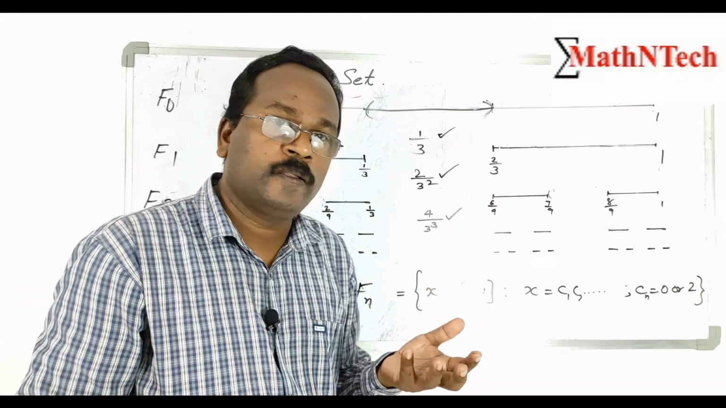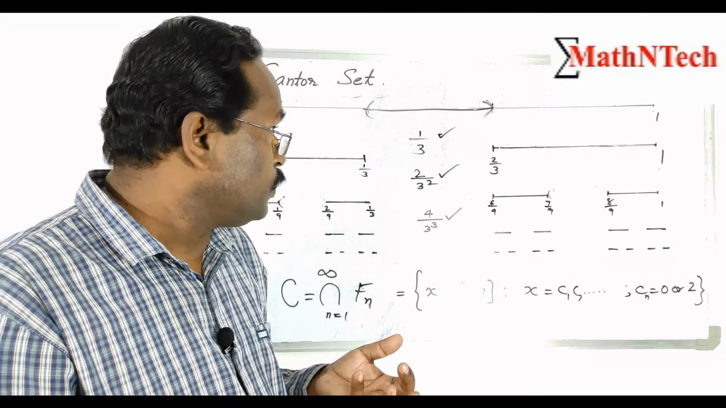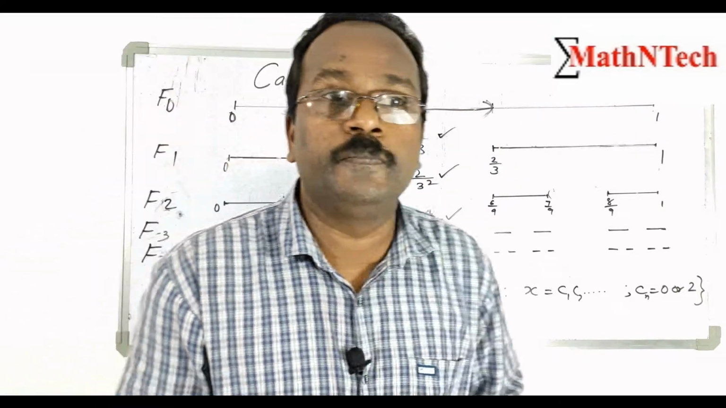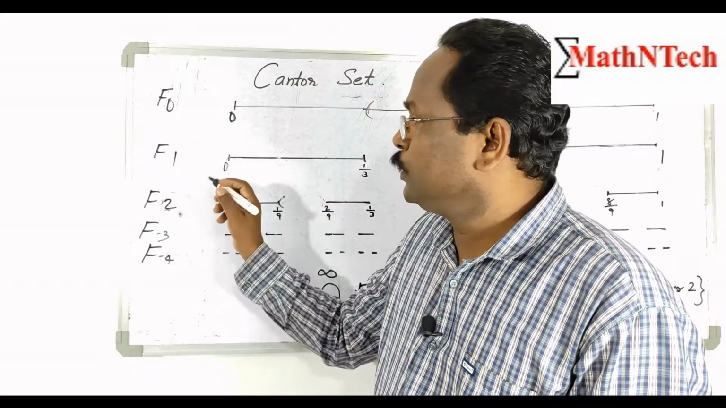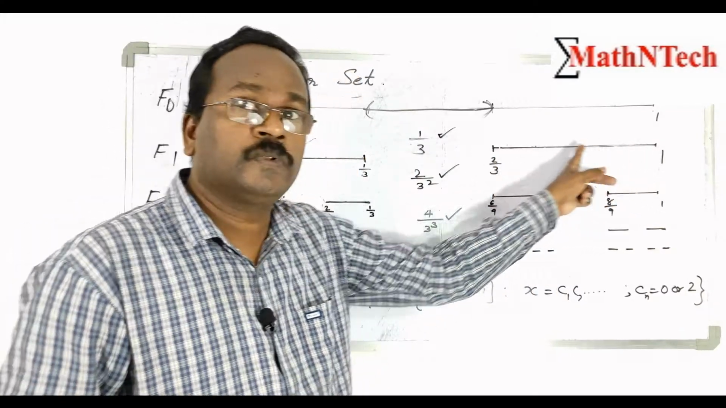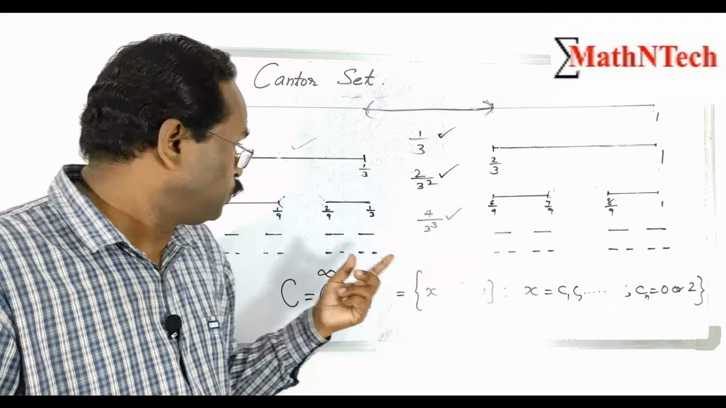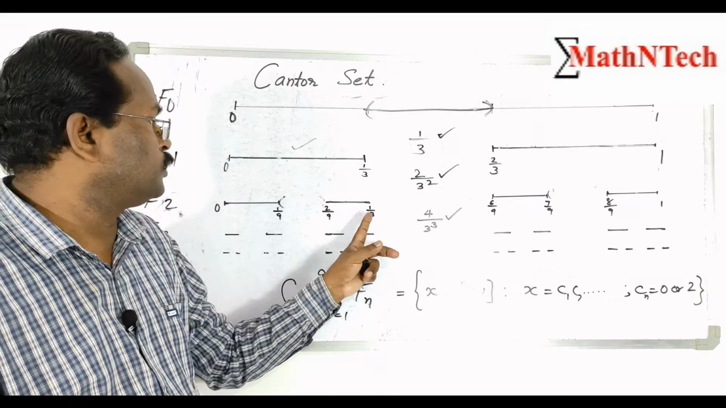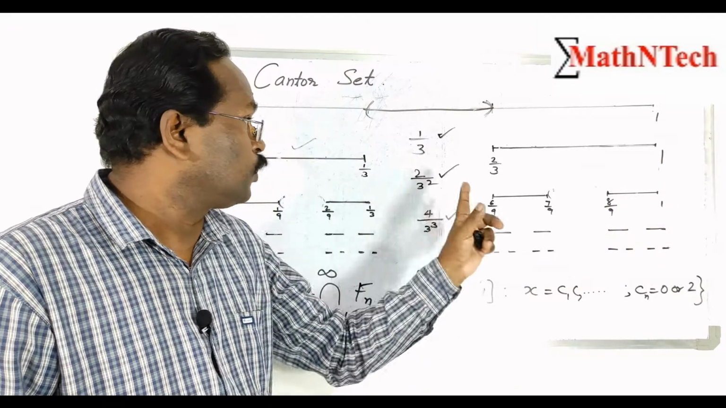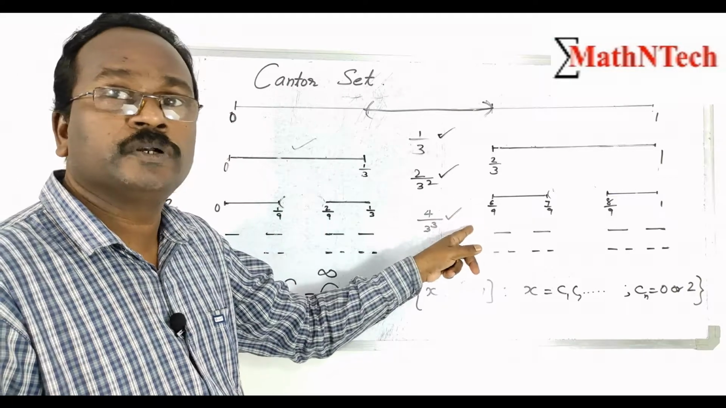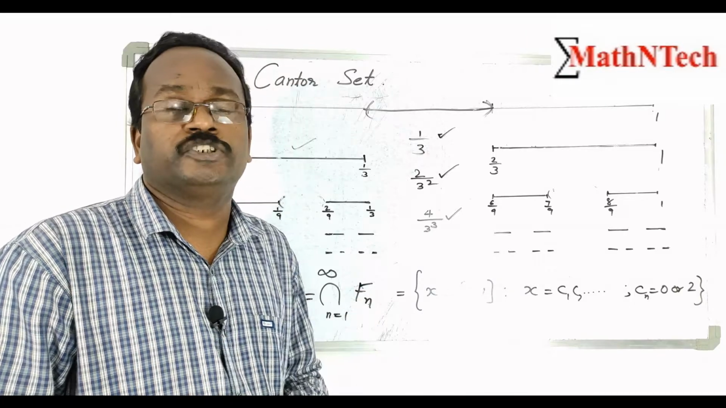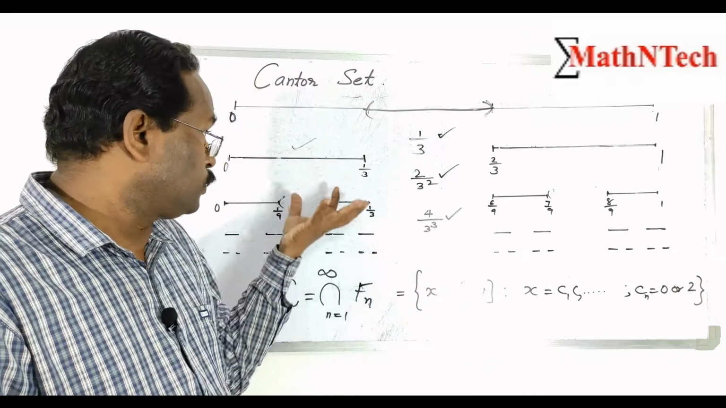So note the properties. Cantor set is the intersection of these intervals. What are the intervals? Removing the middle third, F1 is the intervals [0, 1/3] and [2/3, 1]. Then F2 has 4 intervals: [0, 1/9], [2/9, 1/3], [6/9, 7/9], [8/9, 1]. 4 intervals. Then 8 intervals. Then 16 intervals. Their intersection is called the Cantor set.